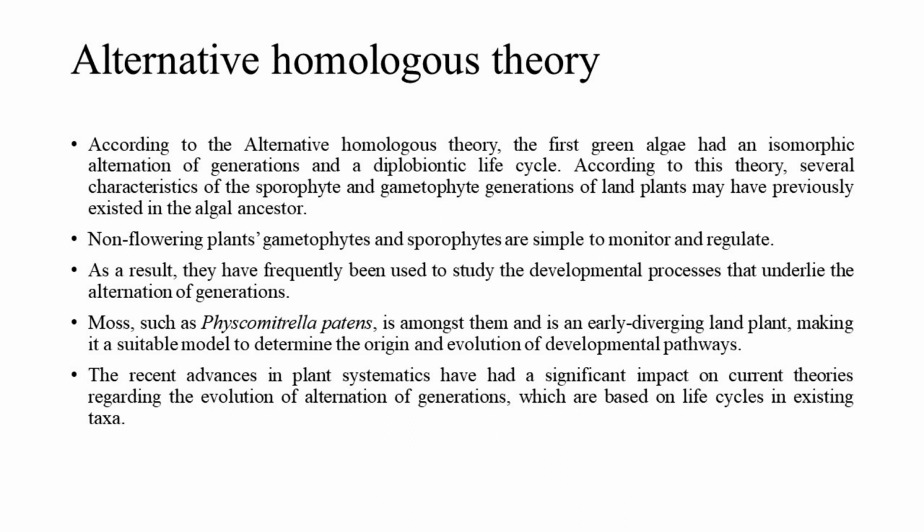As a result, they have frequently been used to study the developmental processes that underlie the alternation of generations. Moss, such as Physcomitrella patens, is amongst them and is an early diverging land plant, making it a suitable model to determine the origin and evolution of developmental pathways. The recent advances in plant systematics have had a significant impact on current theories regarding the evolution of alternation of generations, which are based on life cycles in existing taxa.